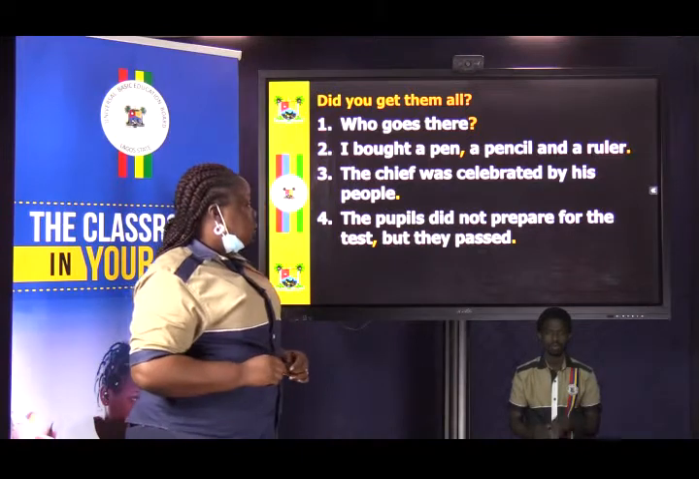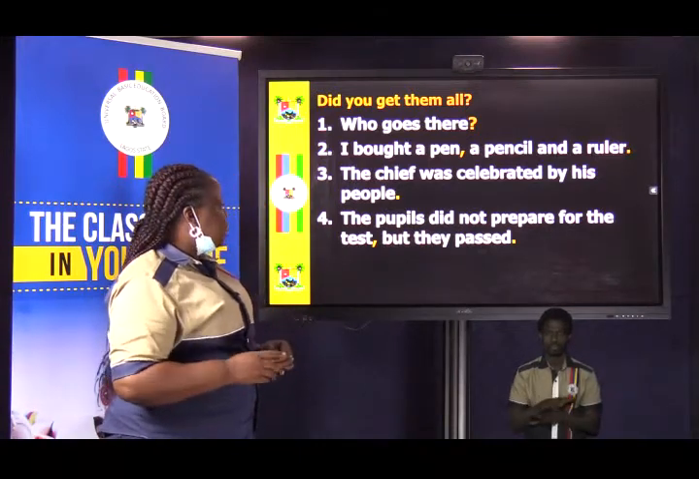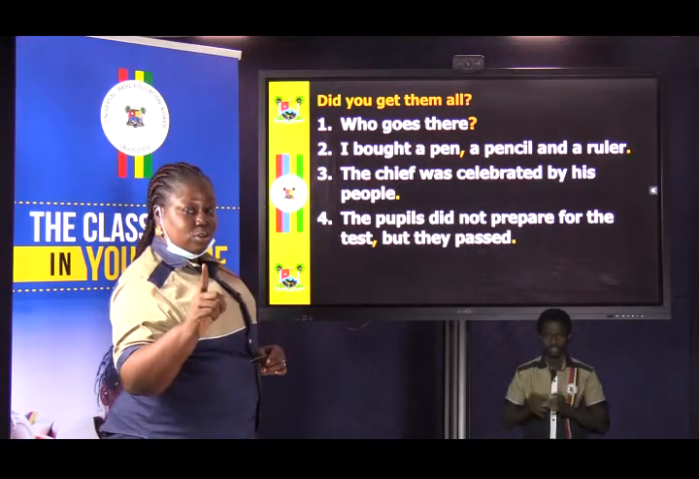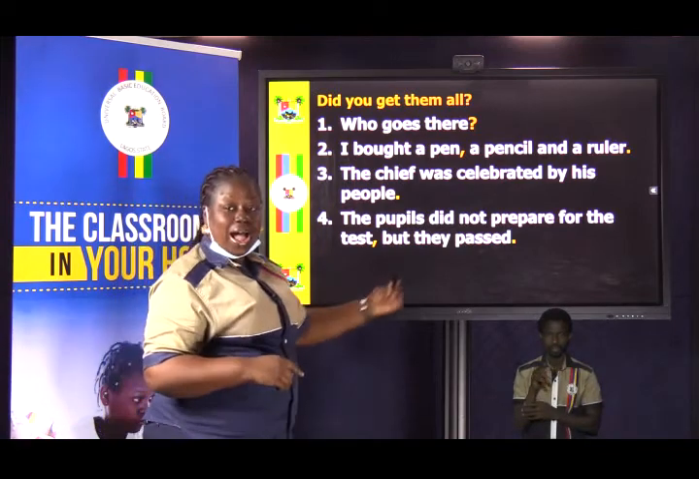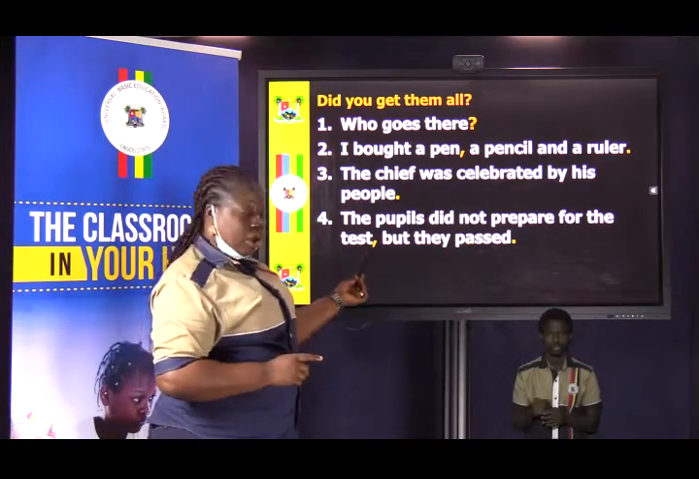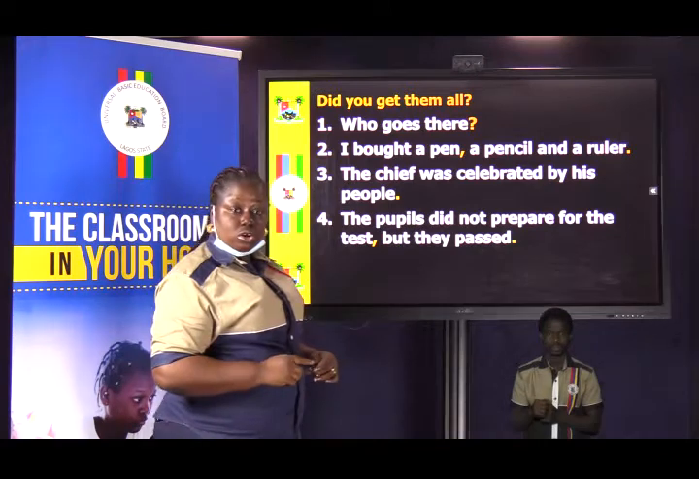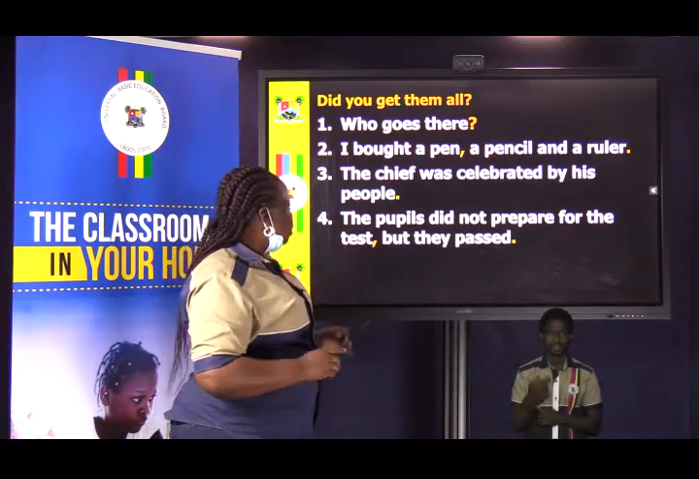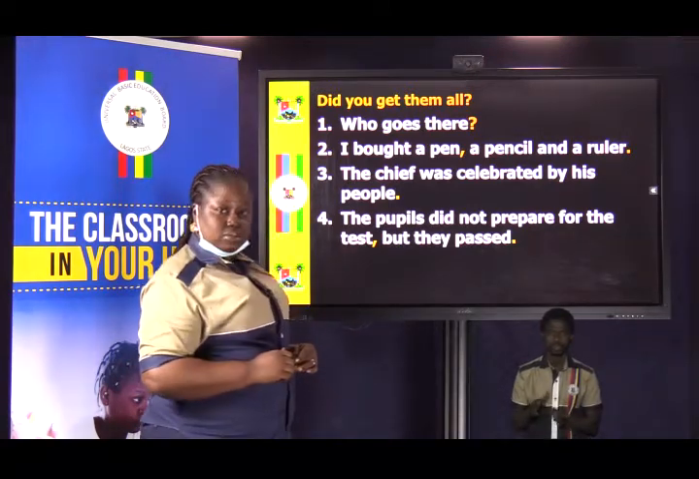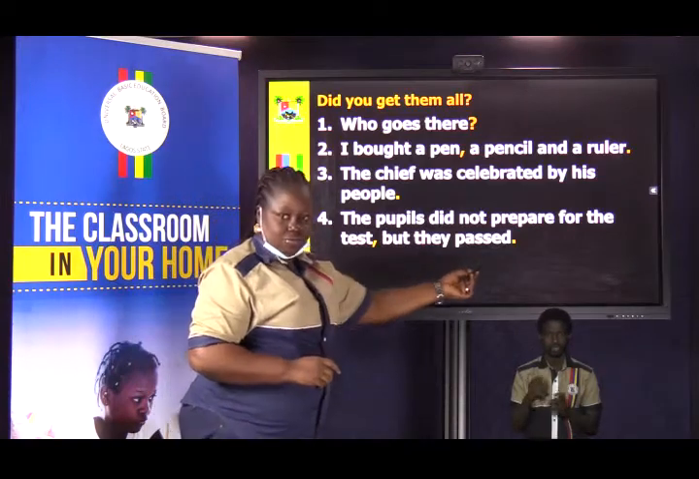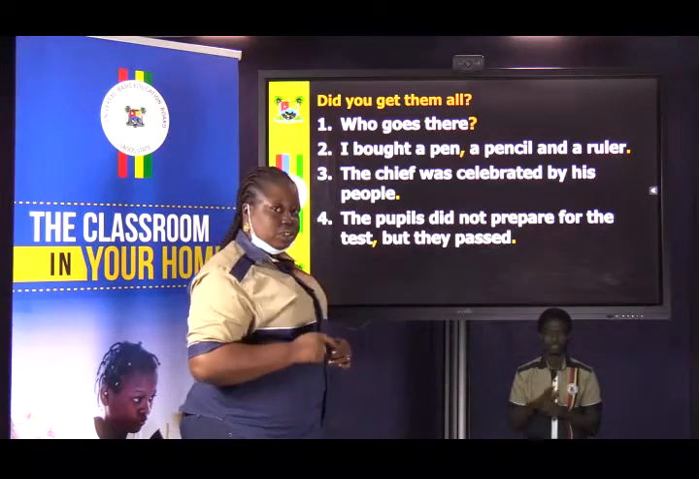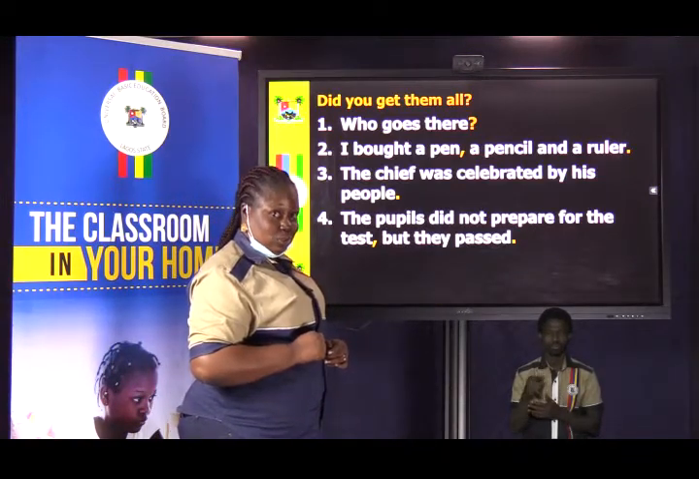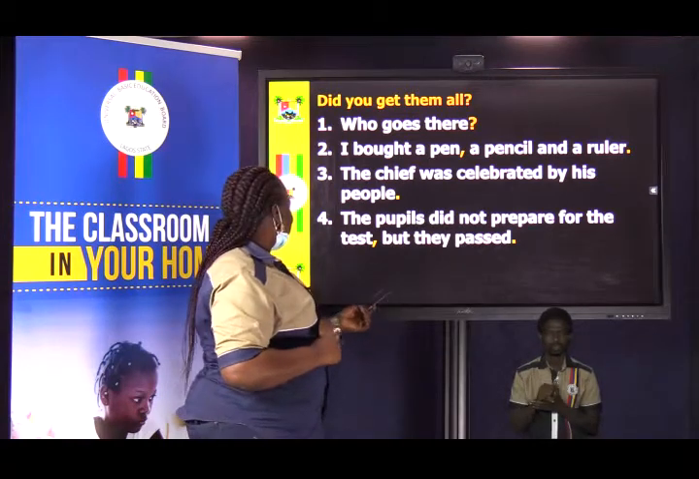Number 4. The pupils did not prepare for the test. There's a conjunction now. But they passed. So a comma comes before the conjunction but. The pupils did not prepare for the test, comma, but they passed. Full stop. Two punctuation marks there too. Did you do that? Smart children.